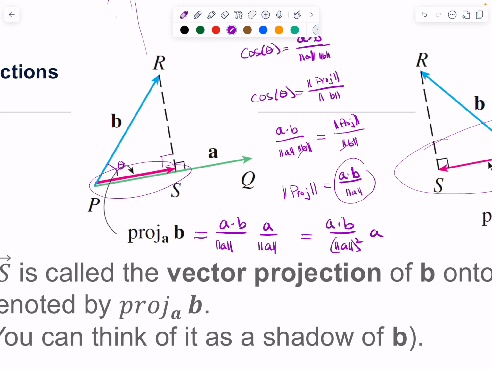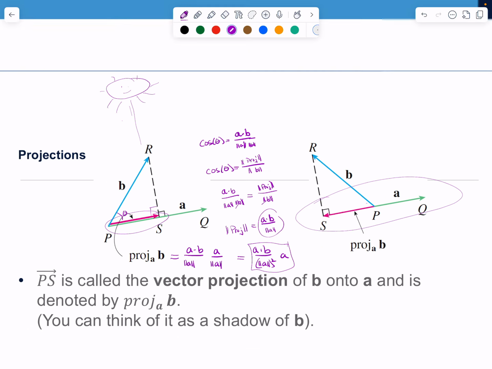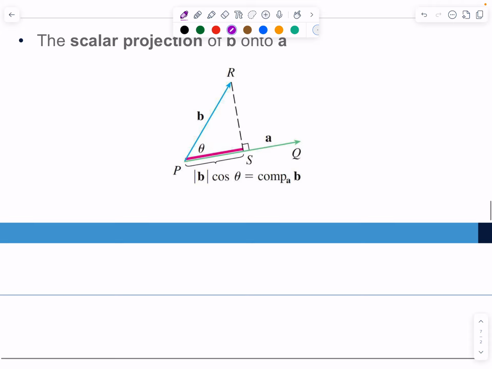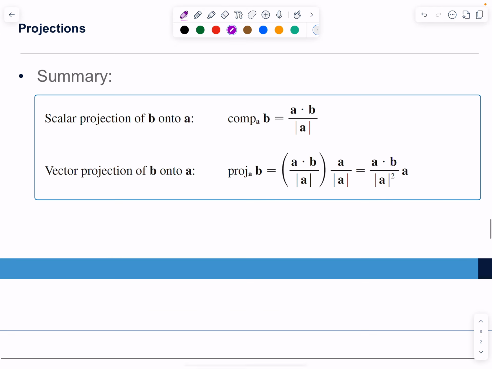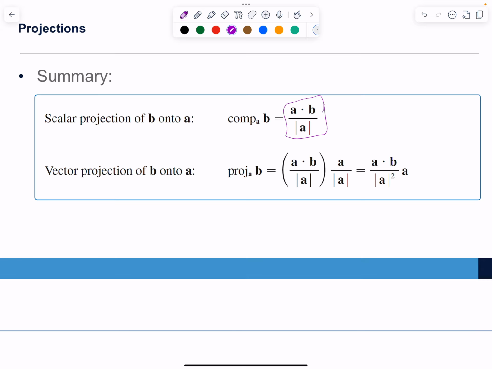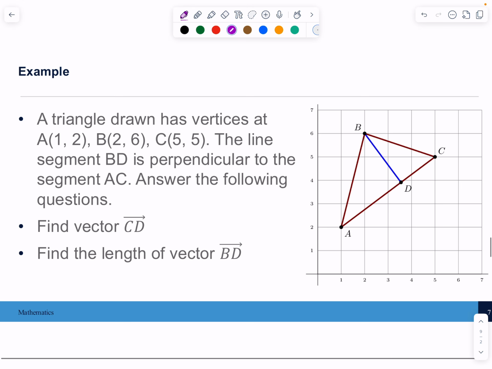The main thing that's confusing about this for most people is that you're projecting B onto A, and there's a lot of A's here. There's only one B. So this is the length of the projection, and this is the actual projection itself, the actual vector. Here's the sort of problem, or at least a couple of problems, that we're going to be doing.